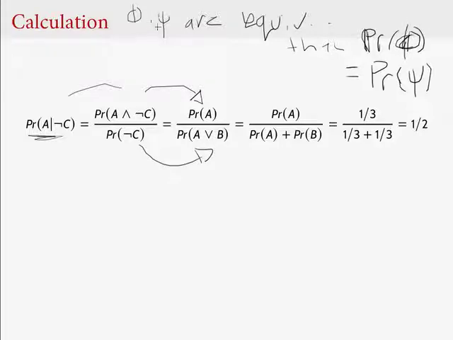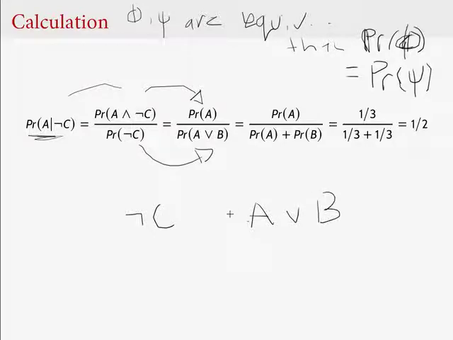So any two sentences, phi and psi, that are logically equivalent are such that the probability of one is the same as the probability of the other. So this is the rule which we are appealing to in this step. As it turns out, not C is logically equivalent to A or B.